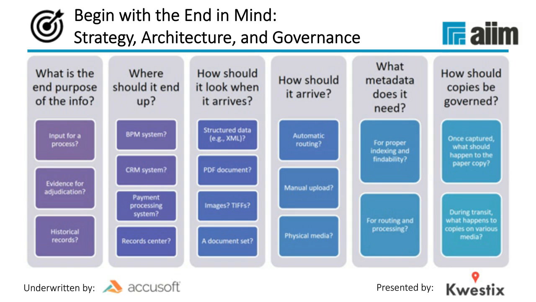How should it arrive? Should it be automatically routed or manually uploaded? Is there physical media involved? Some government agencies, even though they may manage their documents electronically, because of the way the systems work, you actually have to take physical digital media from one location to another. And so you've got chain of custody involved as well. Like, have you documented that, and are you able to prove it?